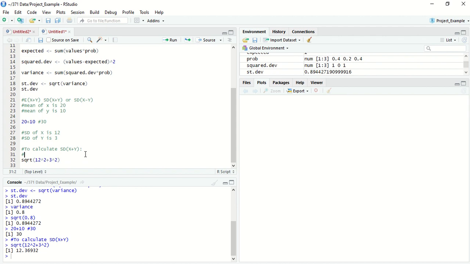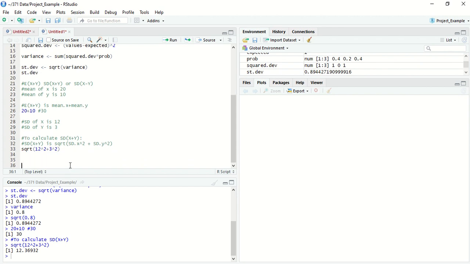I'll write a general formula here. The square root of STX squared plus STY squared. This is a general formula if you would like to write this down, or you can just include an example. Generic formula for the expected value of x plus y is mean of x plus mean of y.